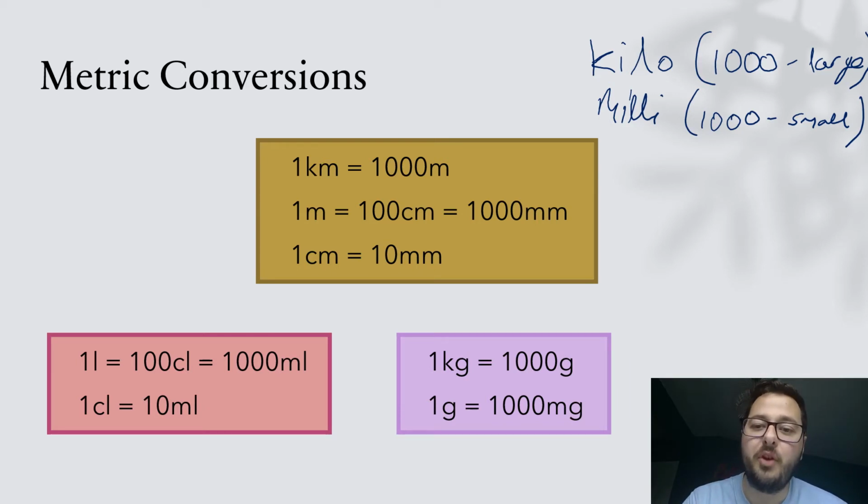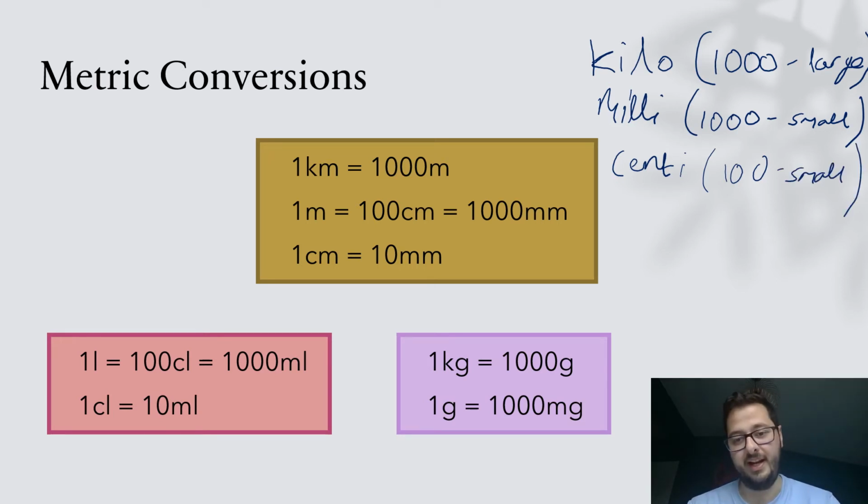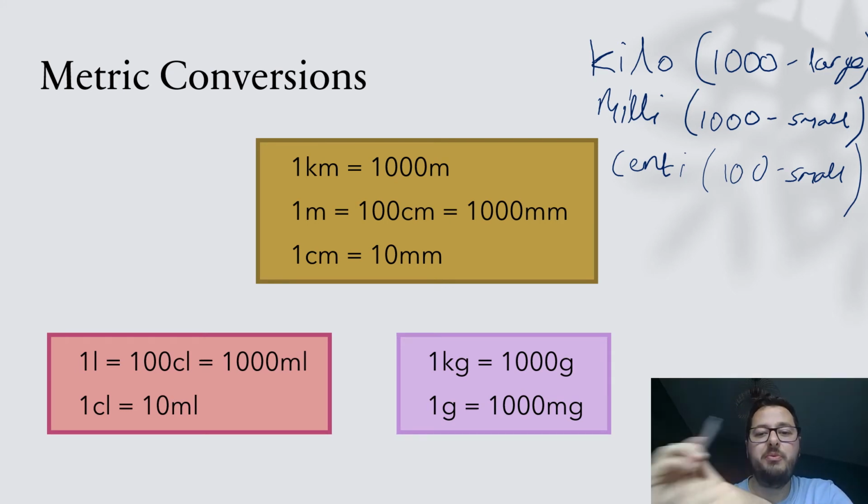And then the other one that we've got is centi. Now if you think that there are 100 years in a century, then that's going to be 100. And usually that's smaller than the actual thing as well. So for example, 1 metre is the same as 100 centimetres. Alright then, and this works with everything we've got here.